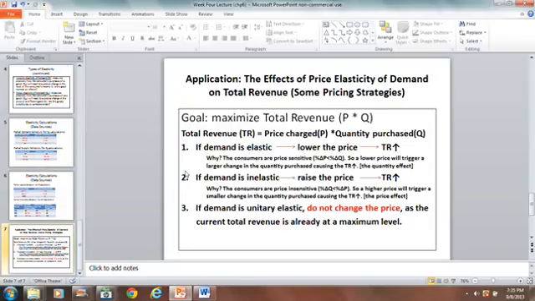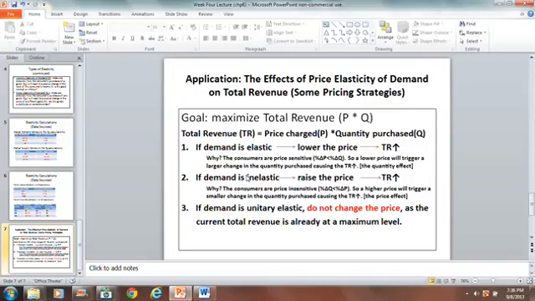By the same token, if you discover that your customers are exhibiting inelastic behavior, which means that the customers are not very price sensitive, then for those customers you can raise the price. And if you raise the price, what will happen is the quantity demanded will drop, but it won't drop by as large a percentage as the increase in price. So for customers that are exhibiting inelastic demand, if you raise the price, your revenue would actually increase.